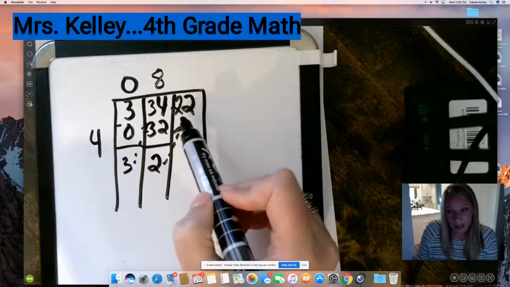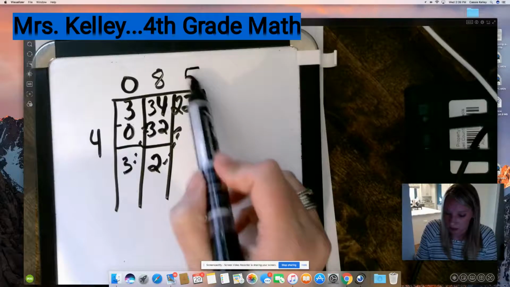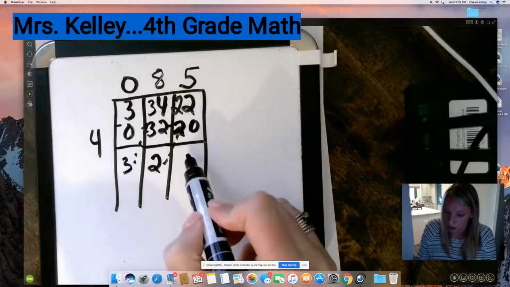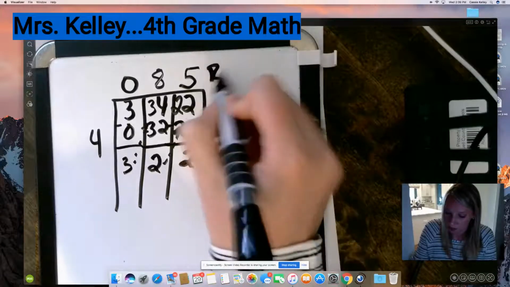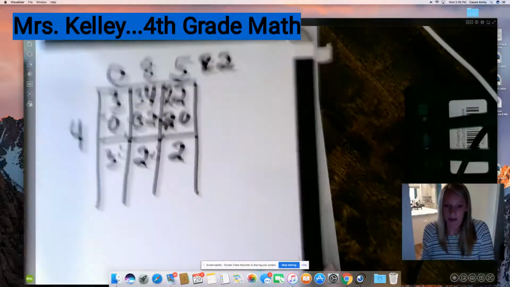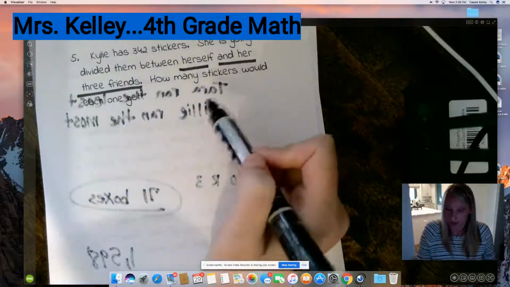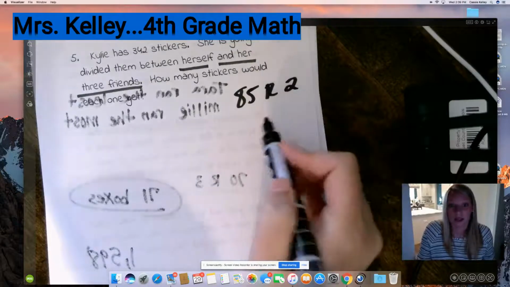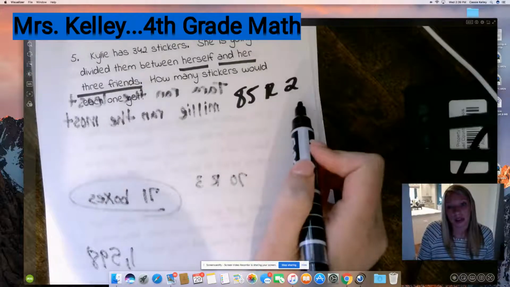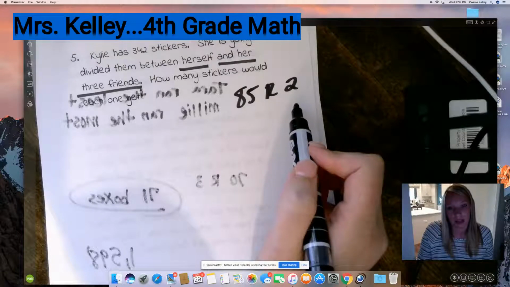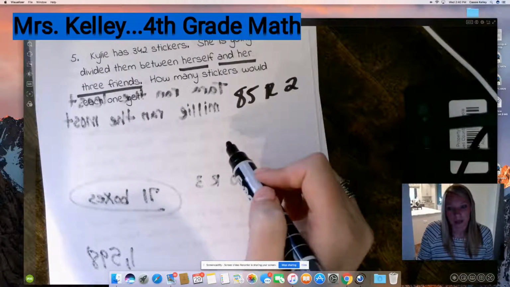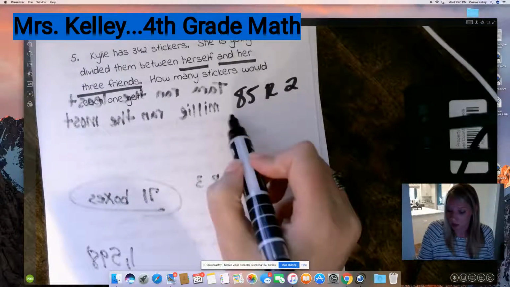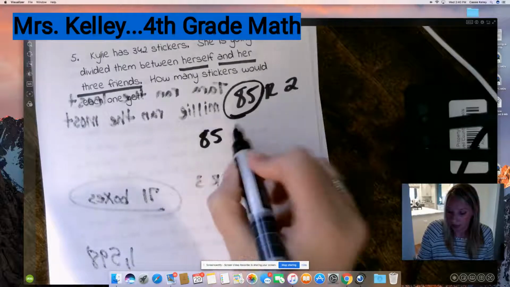Okay, the closest I can get to 22 is 4 times 5. Good. 5 times 4 is 20. 22 minus 20 is 2. So 85, remainder 2. So here's the deal. If you are sharing your stickers with your friends, right, she has 2 left, but there's 4 friends. So unlike in our pencil box example where we would buy another box, we can't buy more stickers. So each friend is going to get 85 stickers.